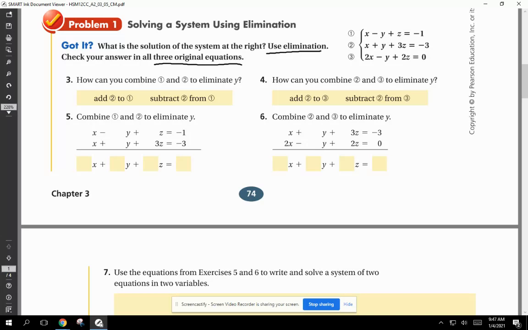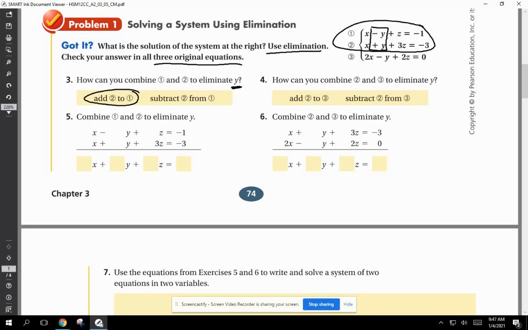So number 3, okay, how can you combine 2 and 1 to eliminate a y? So add 2 and 1 or subtract 2 and 1. So here's 2 and 1. How can you get rid of the y? Here's the y right here. So if you add those together, a negative y plus a y, you get 0 y's. So that's the answer for number 3 here.